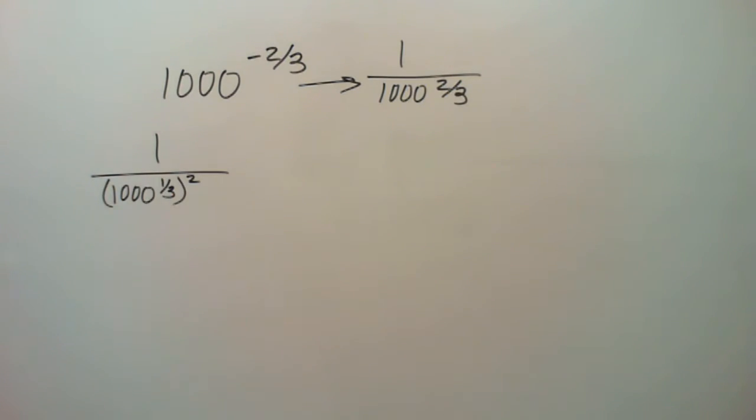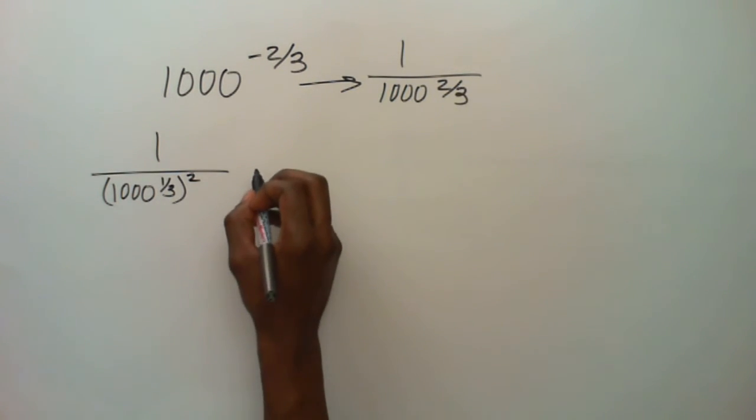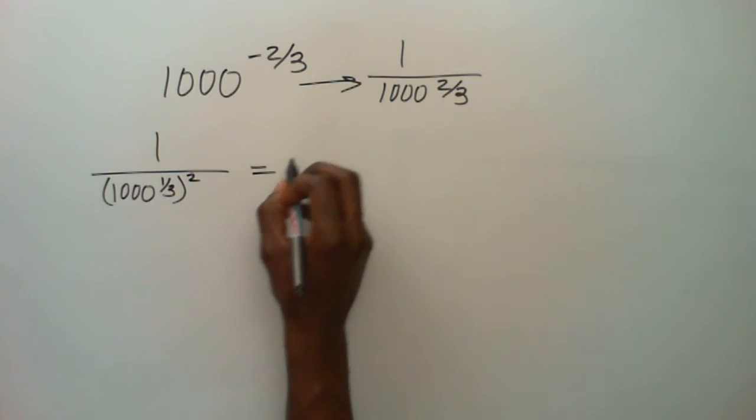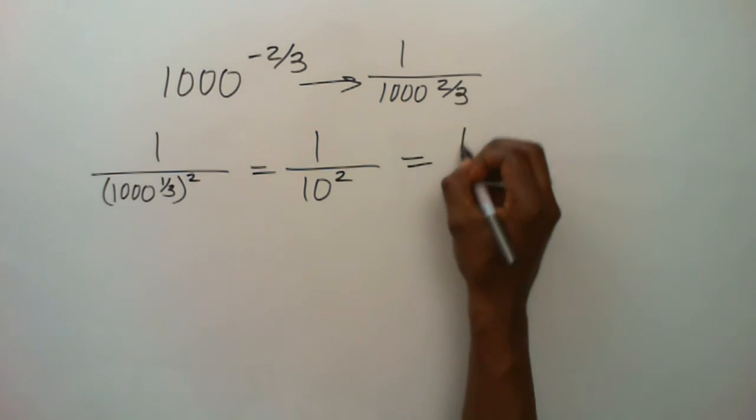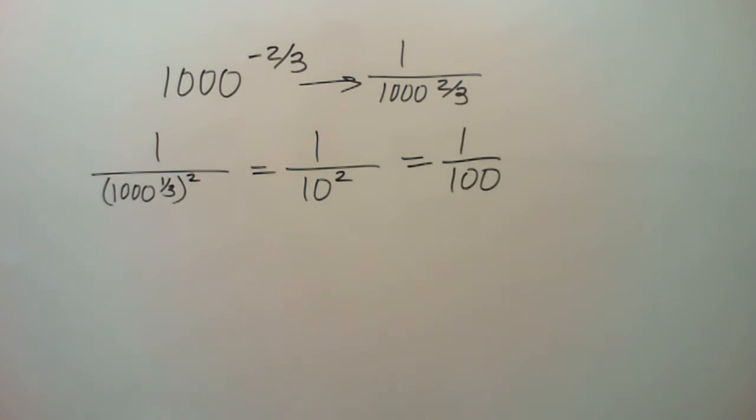Now you want to find the cube root of 1,000. Since 1,000 is a perfect cube, 10 is the cube root of 1,000. Since we have the cube root of 1,000, which is 10, you want to raise 10 to the second power. When you raise 10 to the second power, you get the answer 1 over 100.